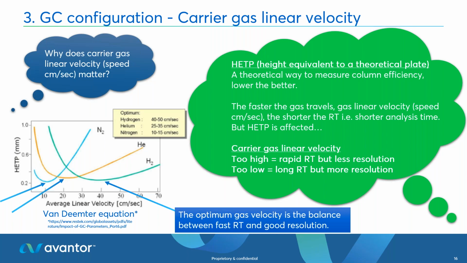So this is why the linear velocity is important. We need to find the right balance and get that optimum level. And hydrogen gives us a wider range and a faster velocity to play with.